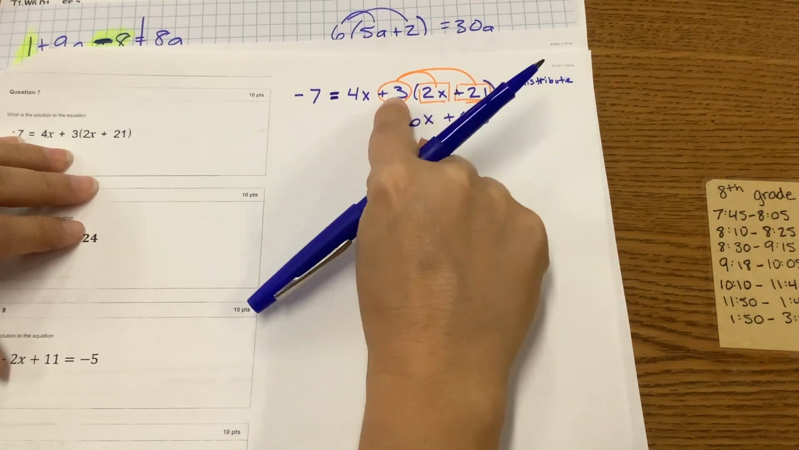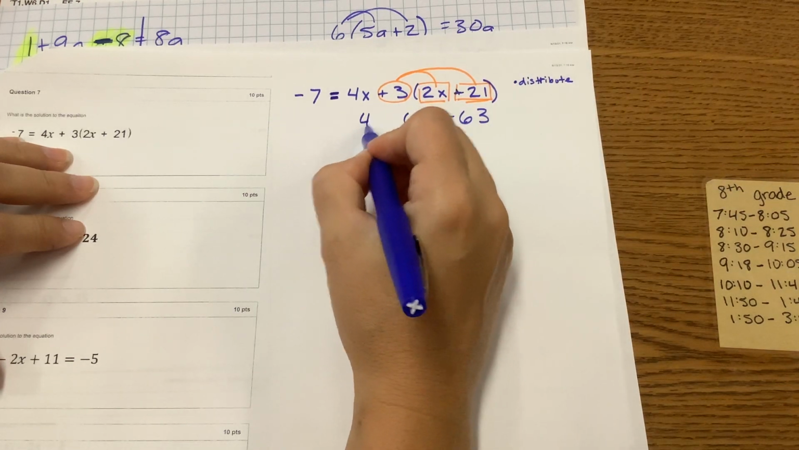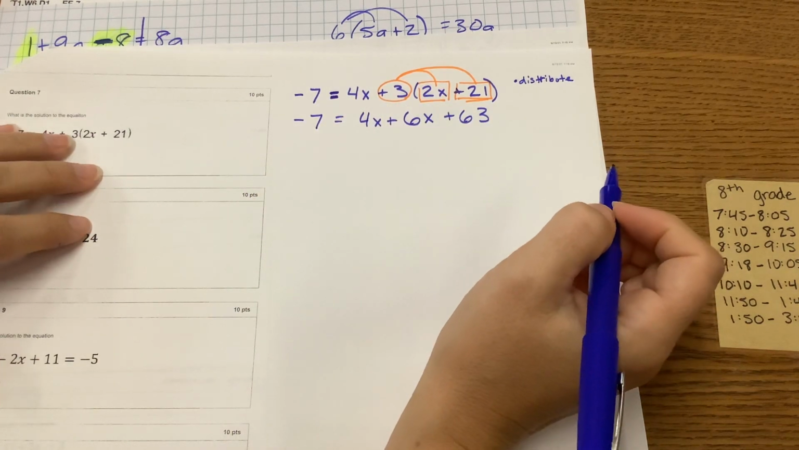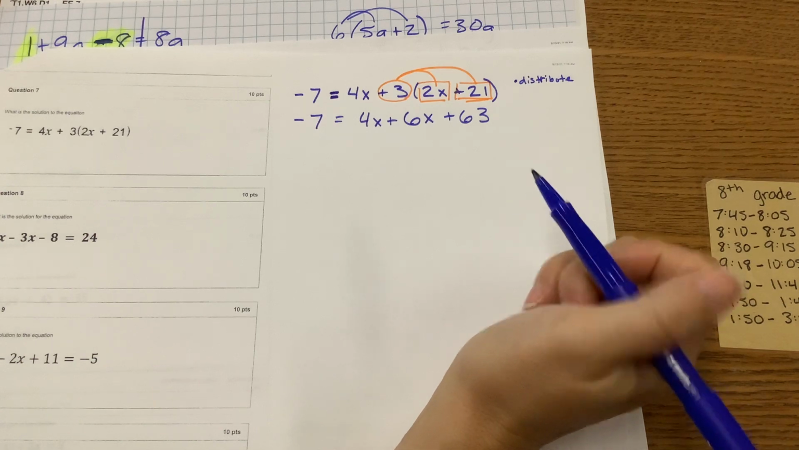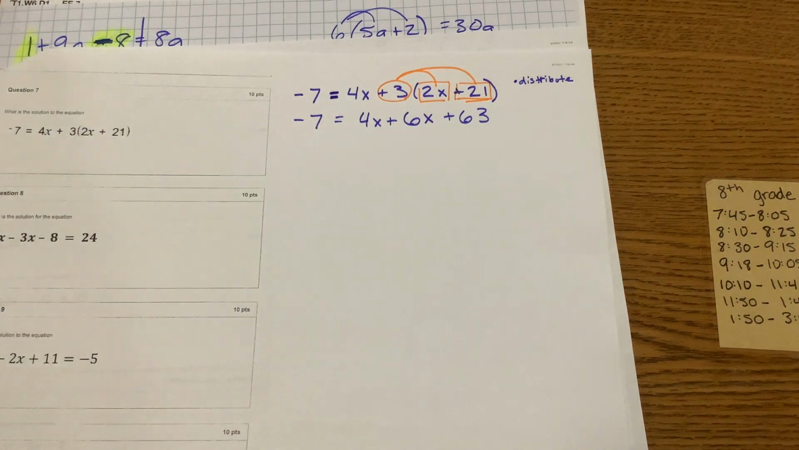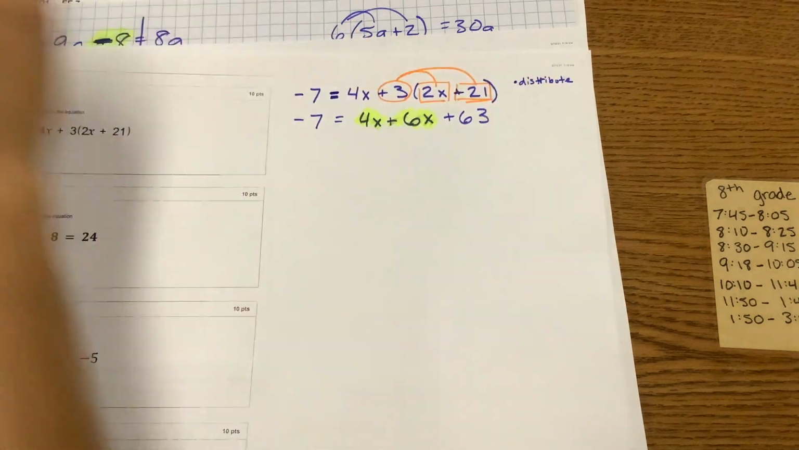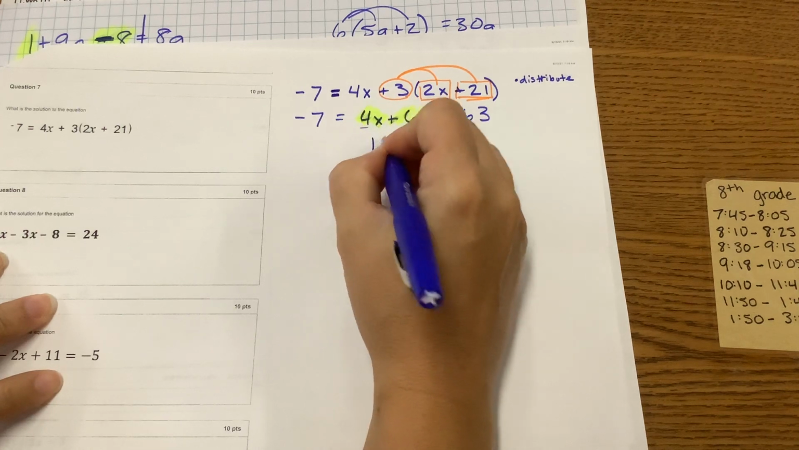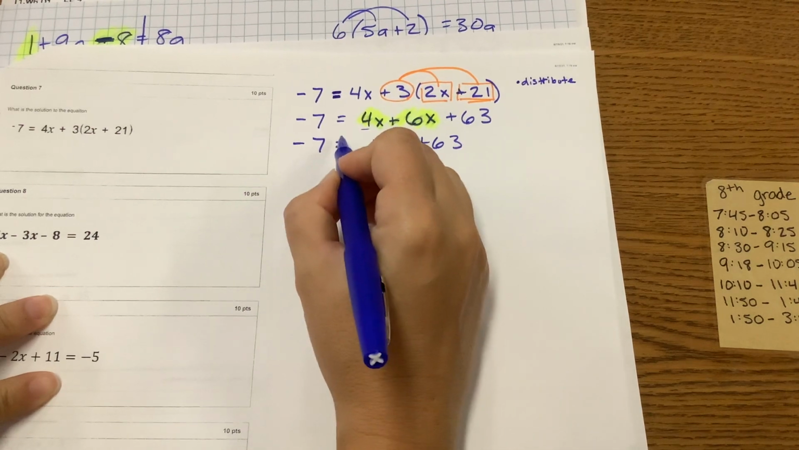Now, because we distributed this, we're not going to rewrite the 3. It's already been multiplied. We just bring down that 4x. This is positive, so we need to add it. Bring down the negative 7. Okay? The next thing you're going to look for is, do I need to combine like terms? There's only one term over here, so there's nothing to combine here. But what about on the right-hand side? Yes. What are the like terms here? 4x and 6x. So what is 4x plus 6x? So now this is 10x, bring down the 63, and bring down the negative 7.